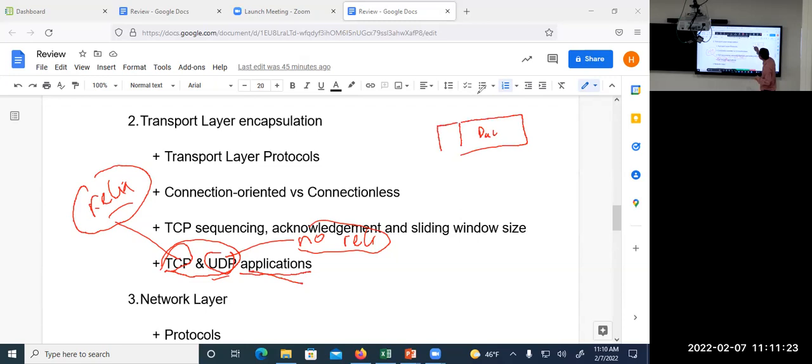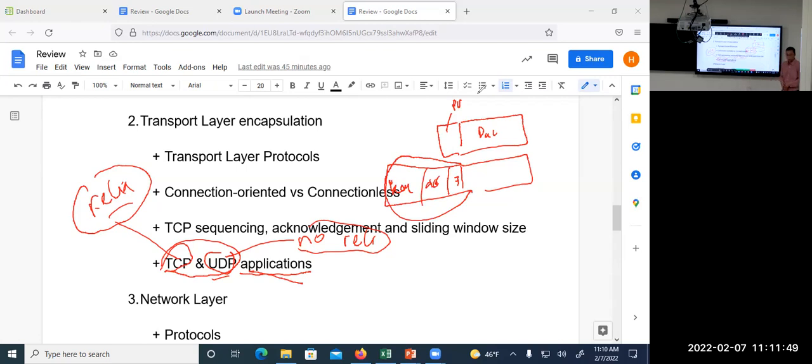You have a very, very small amount of header. It's only about the port number. But in TCP, you have the same data but more header, because you have the port number, but you also maintain everything about the sequence number and the acknowledgement. So when you have more header, that means you have less efficiency when you transmit data.